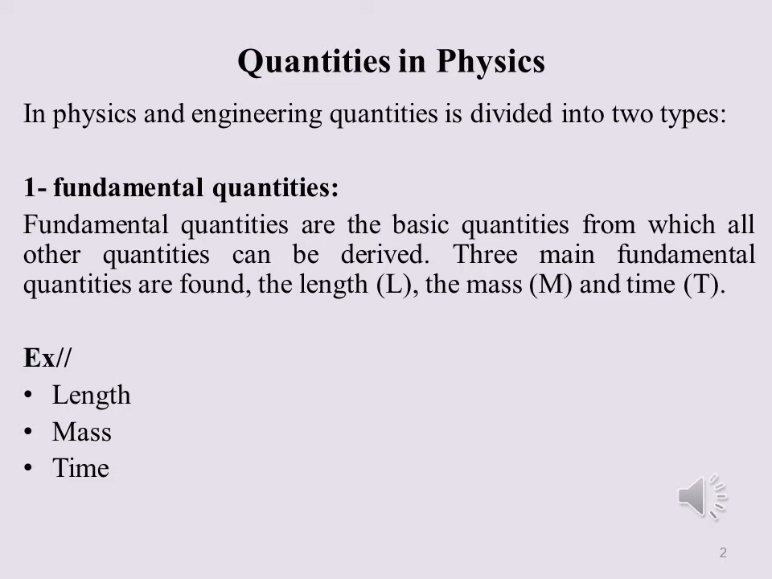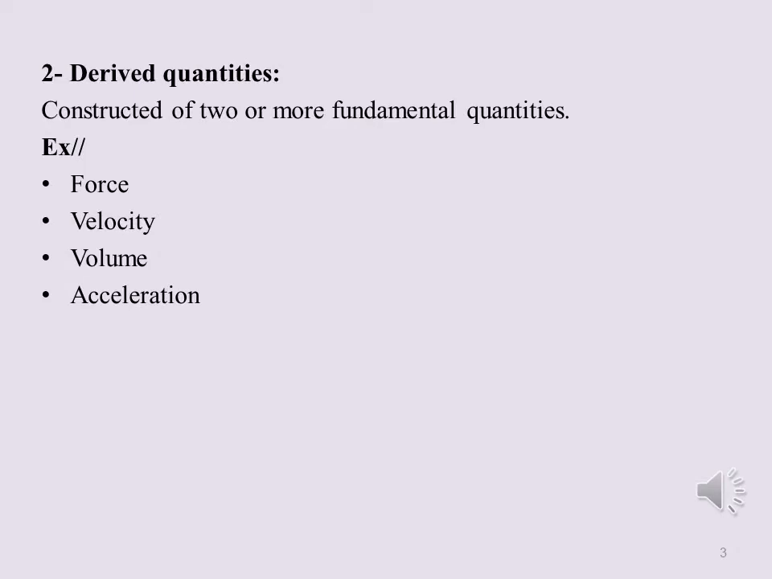1. Fundamental quantities. Fundamental quantities are the basic quantities from which all other quantities can be derived. Three main fundamental quantities are found: the length, L, the mass, m, and time, t. Example: length, mass, time. 2. Derived quantities. Constructed of two or more fundamental quantities. Example: force, velocity, volume, acceleration.